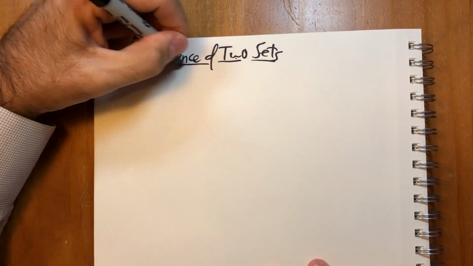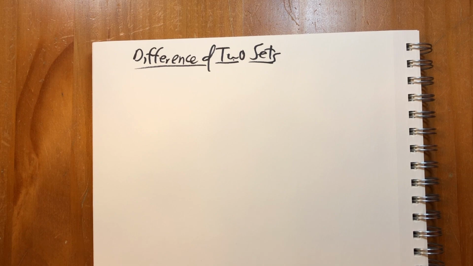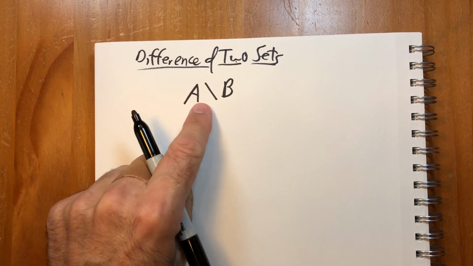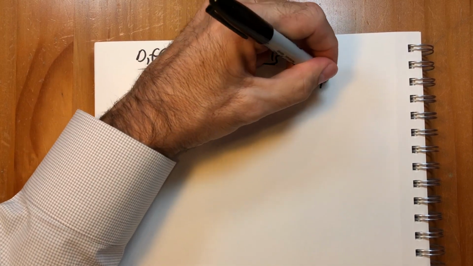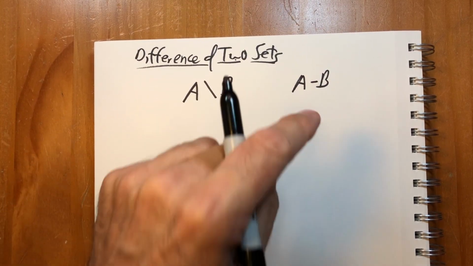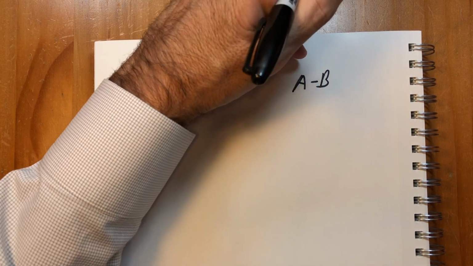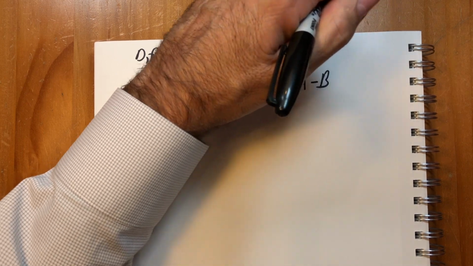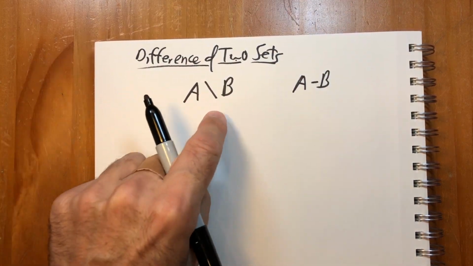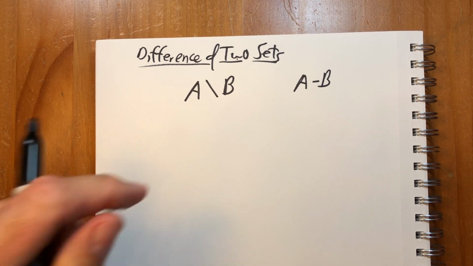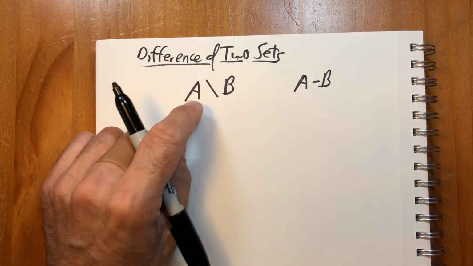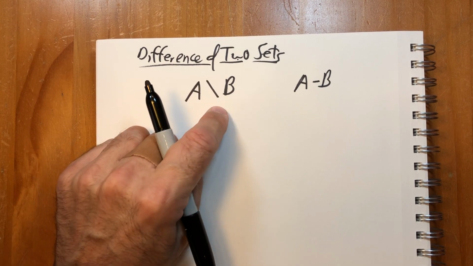So next up is the difference of two sets. We use the difference of sets frequently in topology. So the difference of two sets is denoted by this. Some authors say A minus B, but there's some confusion about that because sometimes that means take every element of A and subtract every element of B. So this just makes it clear we're talking about the difference of the sets. And it's defined as the set consisting of the elements of A that are not in B.